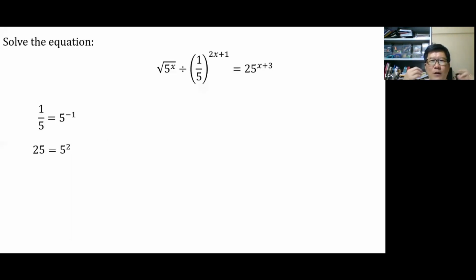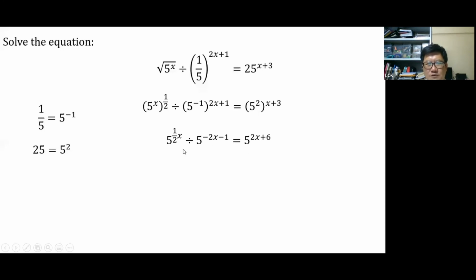You're seeing that there's a 1 over 5, that's 5 to the power of minus 1. There's a 25, that's a 5 to the power of 2. And so you substitute all of that in. The square root here is to the power of half. All right, that comes from the square root. And 5 to the power of minus 1 is here. 5 to the power of 2 comes from here. And you multiply this out. So this is half x. You multiply this, you get a half x here.